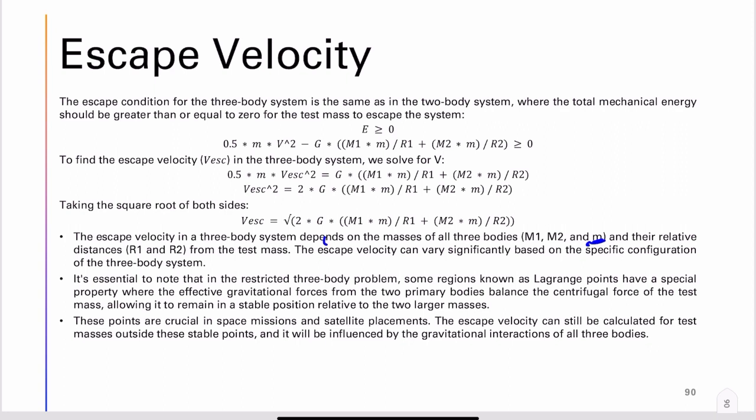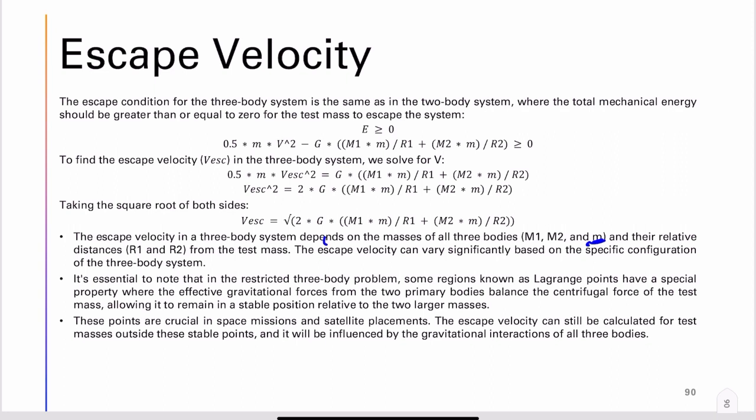It is essential to note that in the restricted three body problem, some regions known as Lagrange points have special properties, where the effective gravitational fields from two bodies balance the centrifugal force on the test mass, allowing it to remain stable in position relative to the two larger masses.